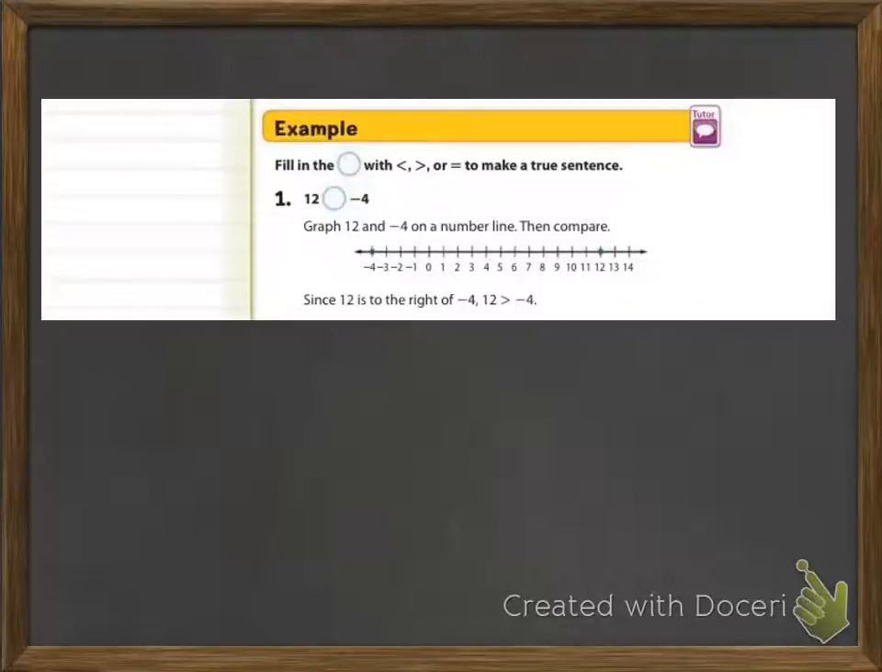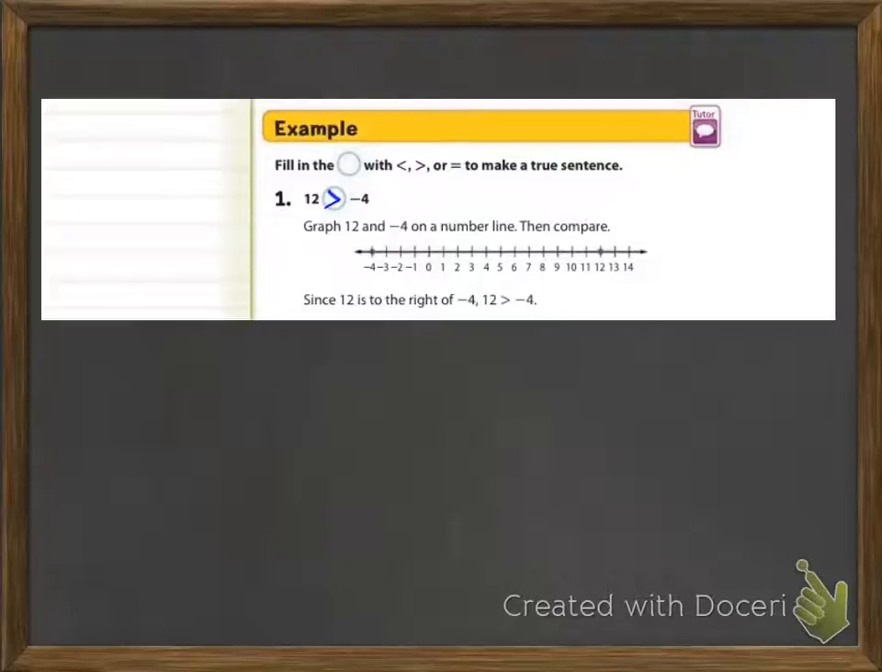All right, so look at example number 1. It says, fill in the circle with less than, greater than, or equal to make the statement true. So first of all, we have 12 circle negative 4. That means we have to fill in that circle with, is it less than, greater than, or equal to? Well, this one's pretty easy because you have one positive number, which is 12, and the other number is negative. So that means the positive number is bigger, so therefore we're going to say 12 is greater than negative 4.